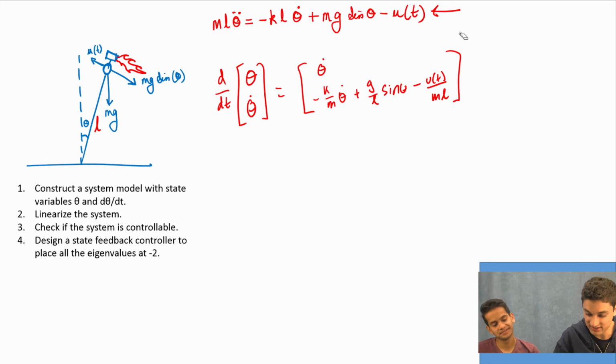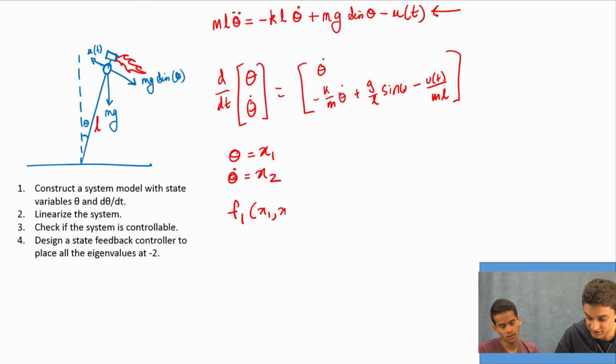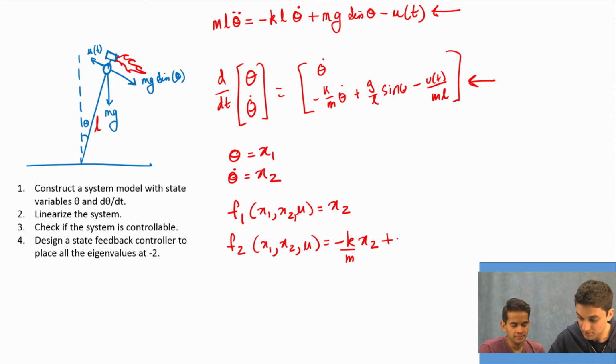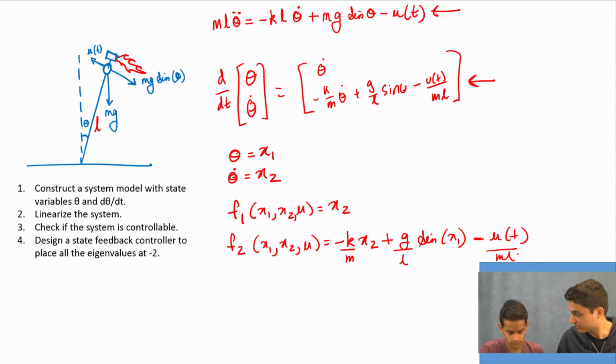Just to make things easier for myself, I'm going to say theta is equal to x1, theta dot is equal to x2, and then I'm going to say f1 of x1, x2, and u is going to equal theta dot, which is x2, and f2 of x1, x2, and u is going to equal this thing over here. And that's equal to minus k over m theta dot, which is x2, plus g over L sine theta, which is sine x1, minus u of t times ml, which I'll just leave as u of t divided by ml. Cool? Everything good so far?